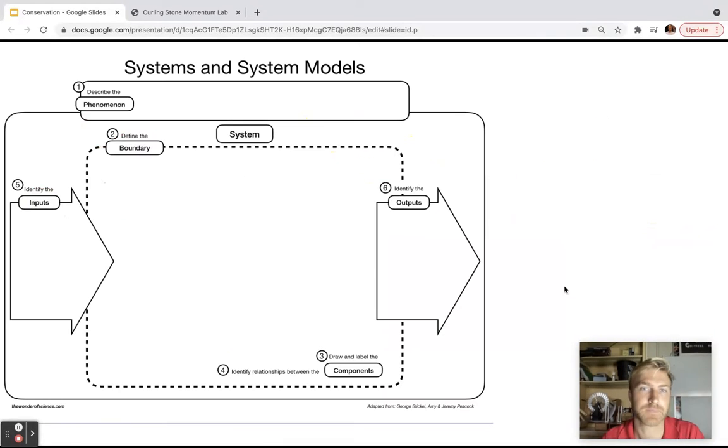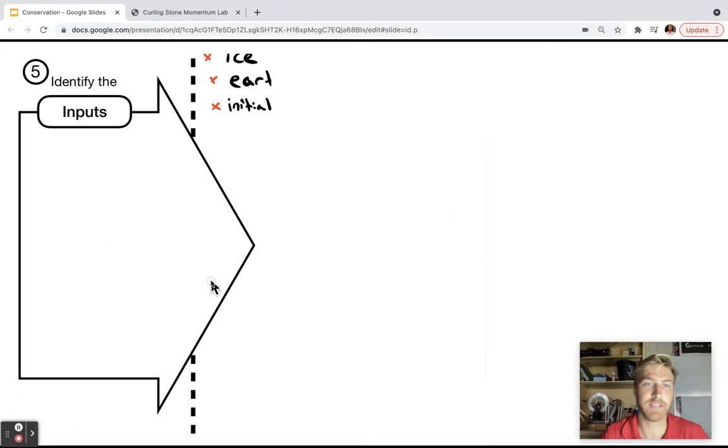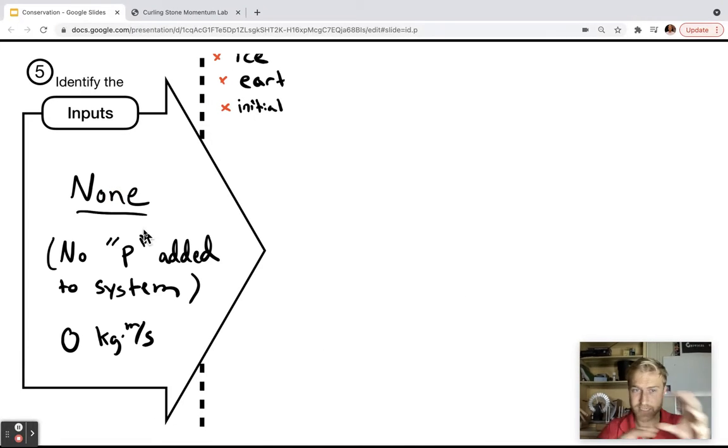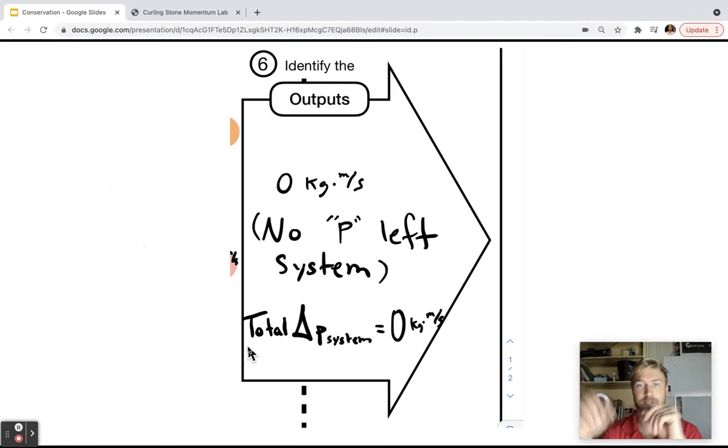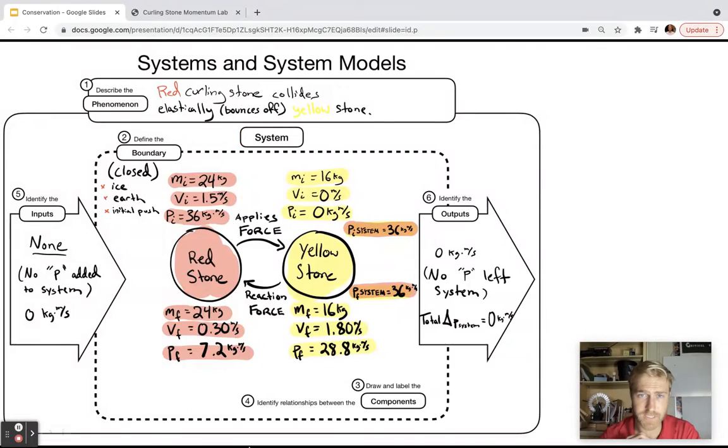That's kind of interesting. So that's how we use a systems model template to really draw all the stuff in the system. The last thing is to identify any inputs. Well, in this case, there are none. We didn't add any momentum to the system. So there's 0 kilograms meters per second of momentum added. Same thing with the output. 0 kilograms meters per second, no momentum left the system, and the total change in momentum of the system was 0.